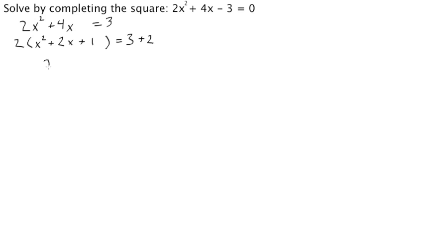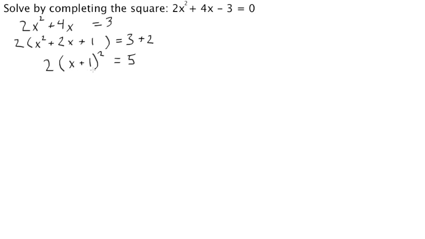So the whole point of doing this: x squared plus 2x plus 1 is in fact (x plus 1) quantity squared. If you don't believe me, check it, FOIL it real quick. You will in fact get x squared plus 2x plus 1 back. So my equation is now 2 times (x plus 1) quantity squared equals 5.